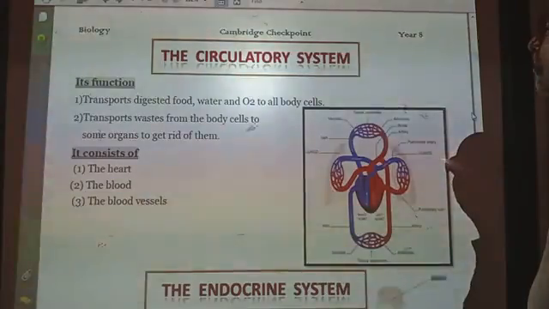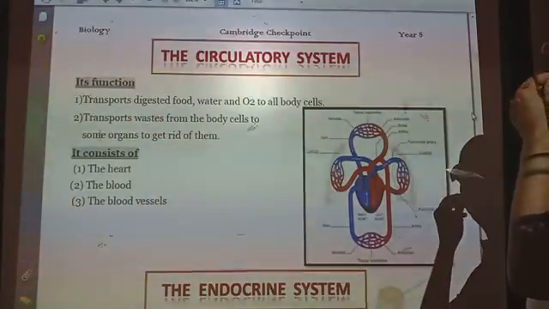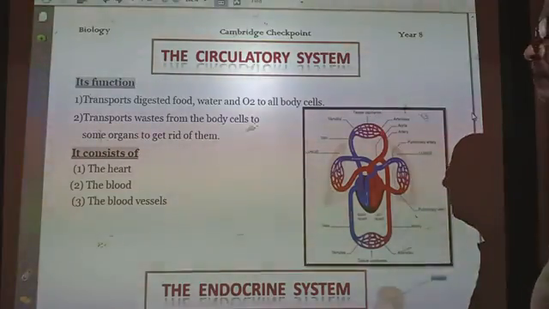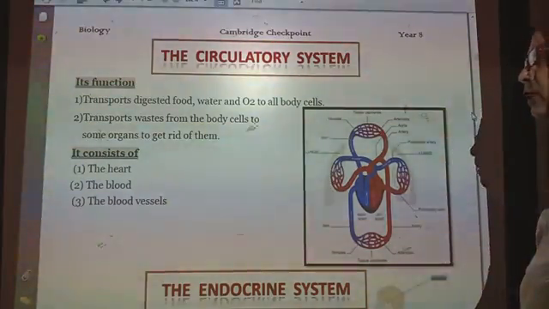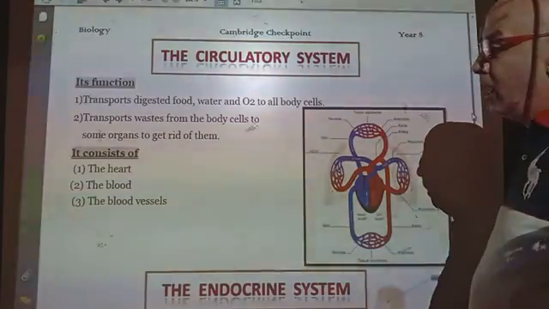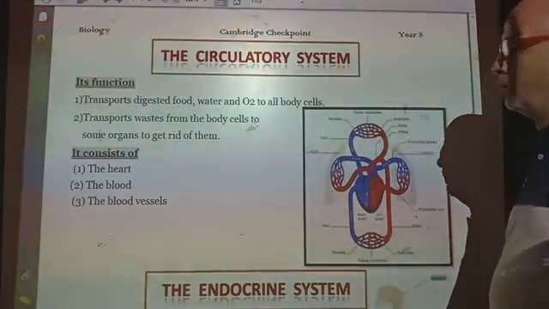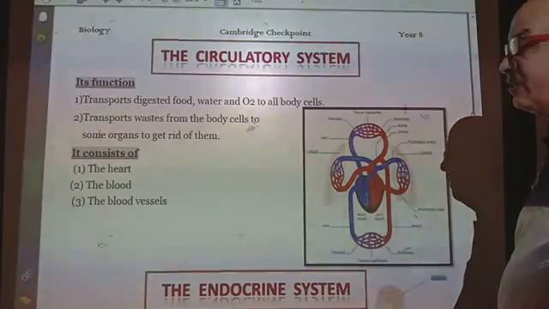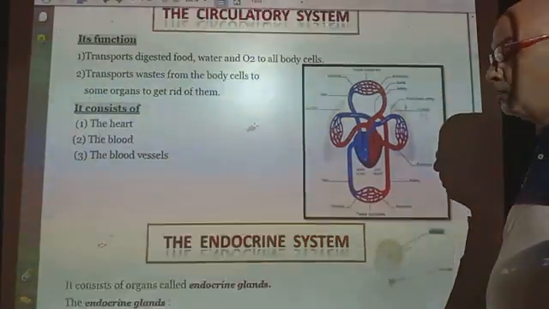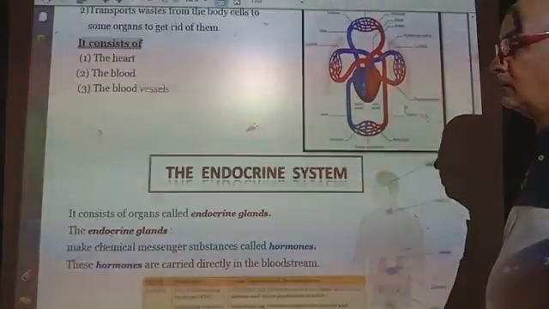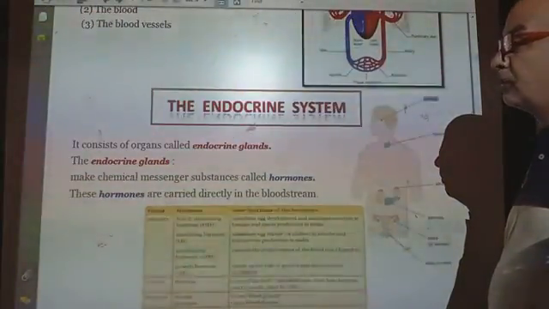One of the important systems here is the circulatory system, which is responsible for transporting digested food, water, and oxygen to all body cells, and also transporting wastes from the body cells to some organs to get rid of them. The major organs are the heart, the blood, and the blood vessels.